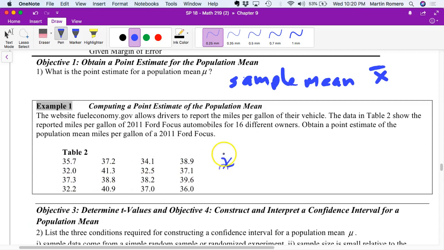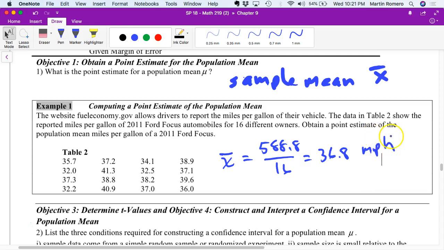And so you recall the mean is going to be the sum of all these values. You add those up, I've done this number already, it's 588.8 divided by 16. And so in this specific example, miles per gallon, not per hour, but miles per gallon, we end up with 36.8 miles per gallon, MPG. And so that's a point estimate.